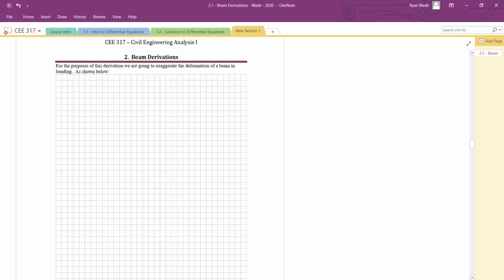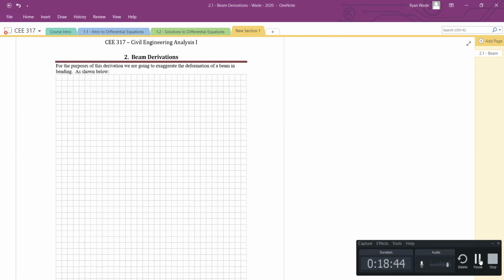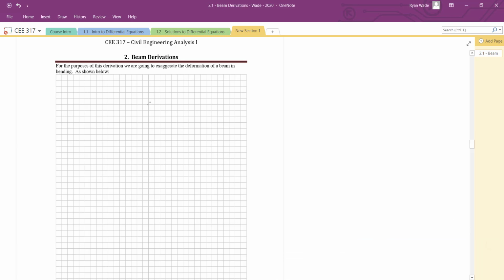So if we exaggerate, actually just 1 second here. If we exaggerate our beam and we draw the deformation of our beam to look something like this, what we're going to get, let me see if I can draw this properly here. I'm going to really exaggerate it here. And it's going to look something like that.